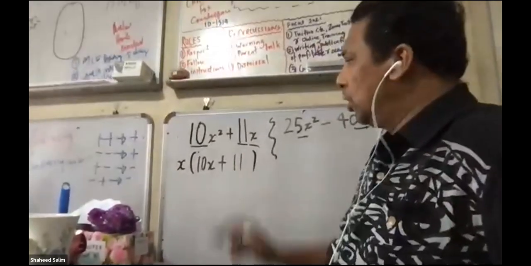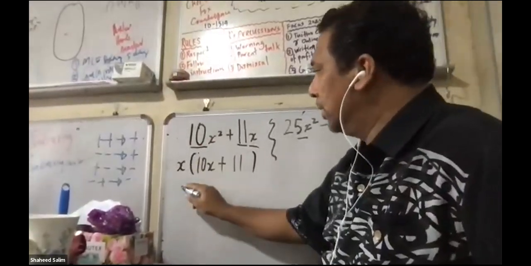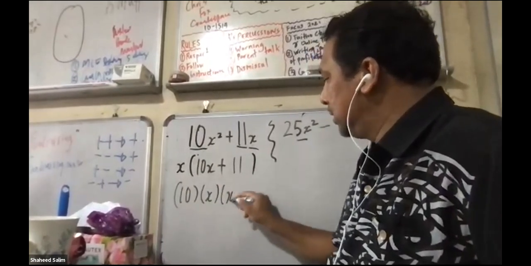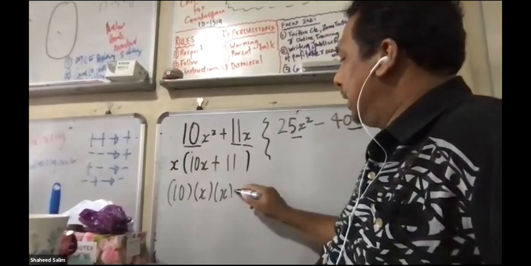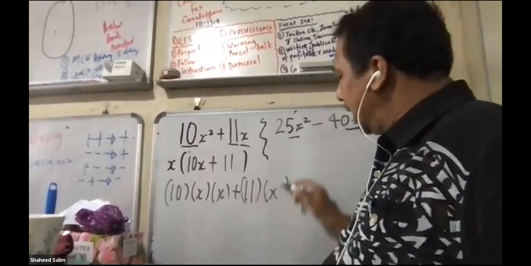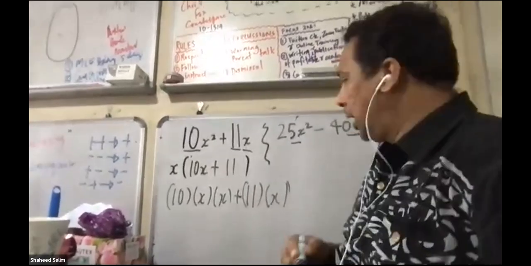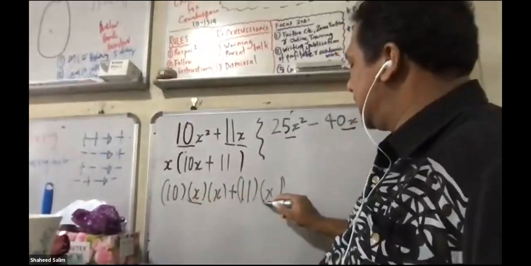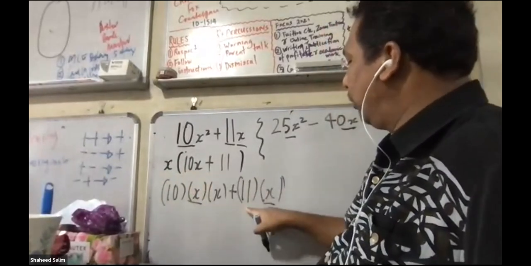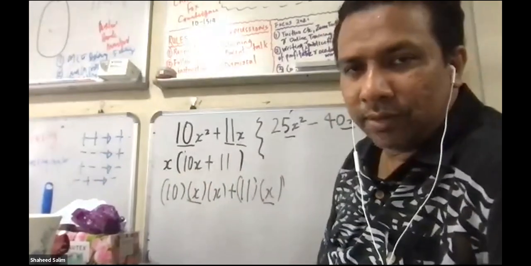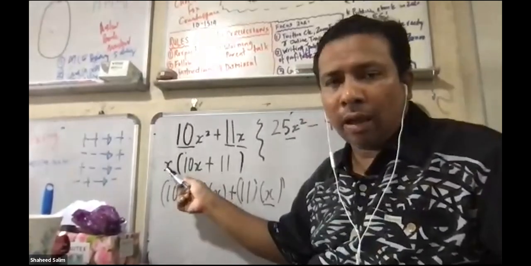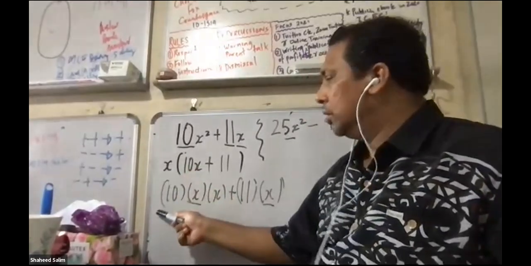So your teacher said, for those who cannot see this, let's break this down. The first one is 10, and then x, and then x. This x is x squared. Then plus 11x. And teacher says, underline the terms that are the same. So x is the same. So put x outside. What are you left with? 10x. What you're left with? 11. So if you get stuck, you do not know what to put out here, use this method.